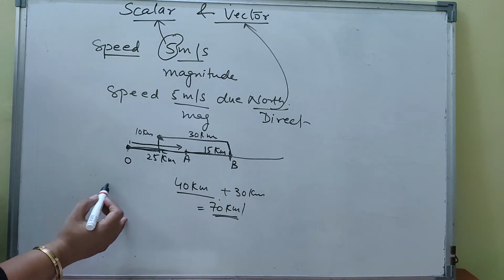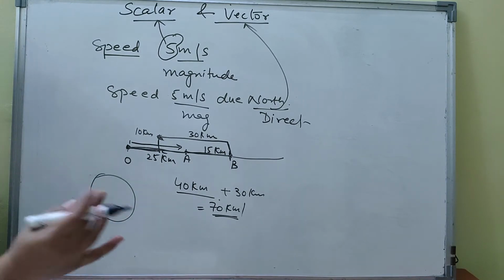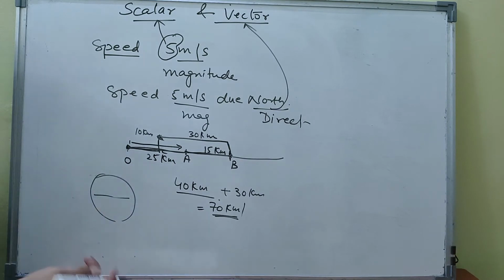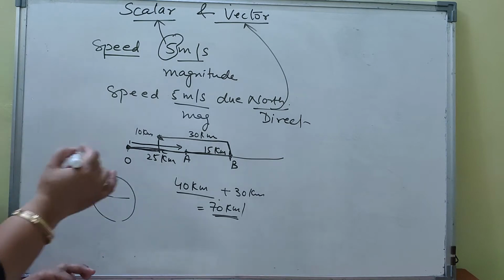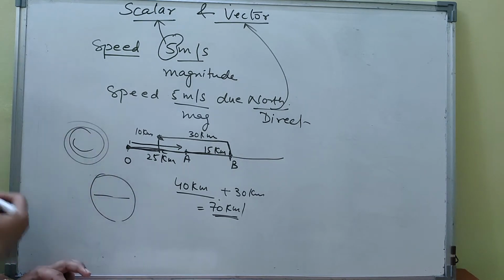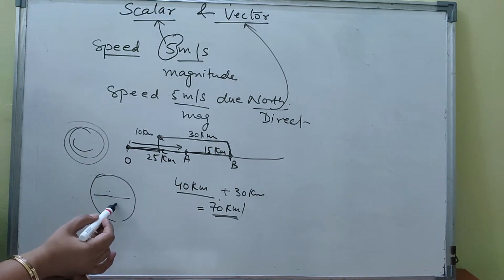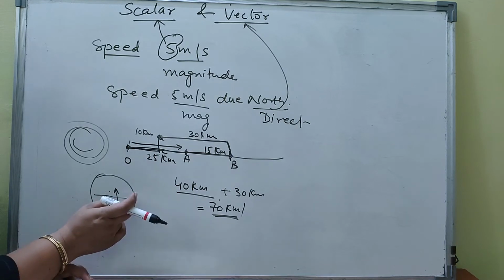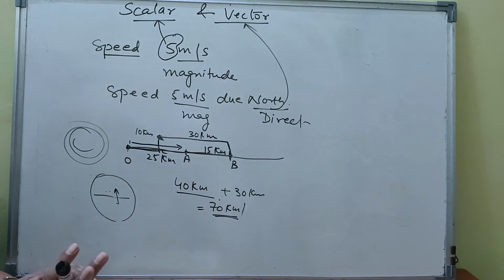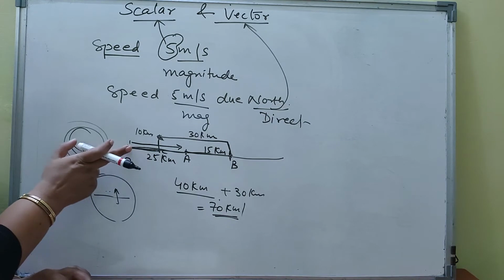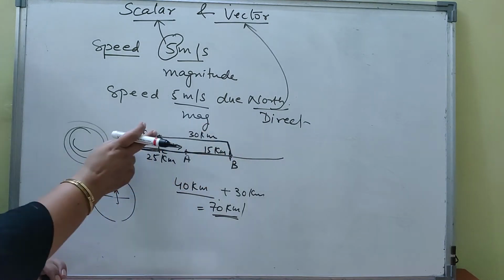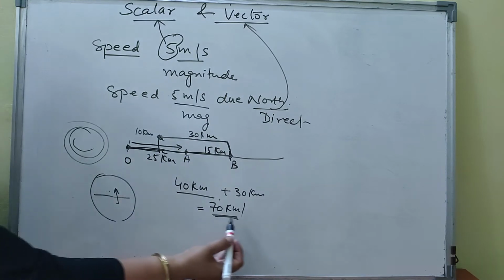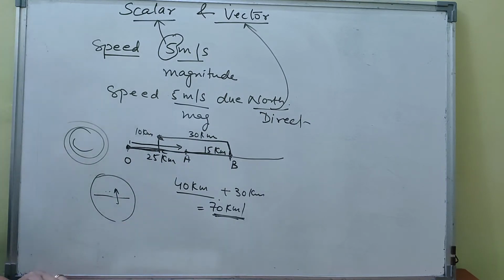You know what the odometer is? In your vehicles, there is a meter which measures how much distance you have traveled. Even if you take a round at the same point, the reading of the odometer keeps on increasing. So the odometer shows how much distance I have traveled. In this case, it first goes to position A, then position B, and then comes back to position C. So the total distance covered is 70 kilometers.